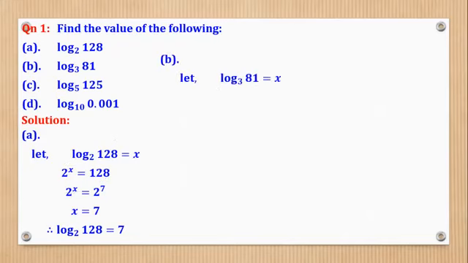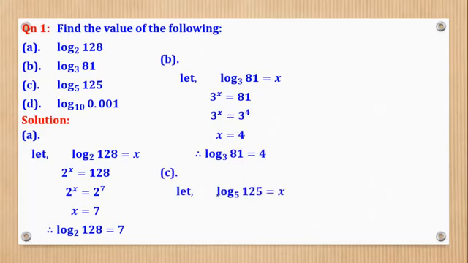Then for this one, we again let it be x, then we say this to the power this is equal to this. Then from there we can prime factorize 81 and get x as 4, meaning that log of 81 base 3 is 4. Part C, we still let it be x, then say this to the power this is equal to this. So that is the only logic which I wanted you to grasp in the introduction part. Then prime factorize and get the value of x as 3, meaning that log of 125 base 5 is 3. Then next is this.